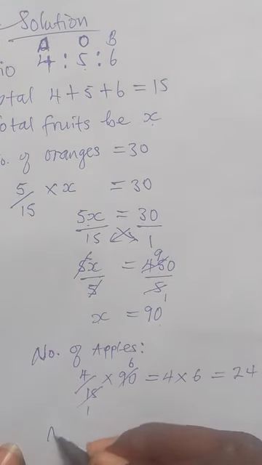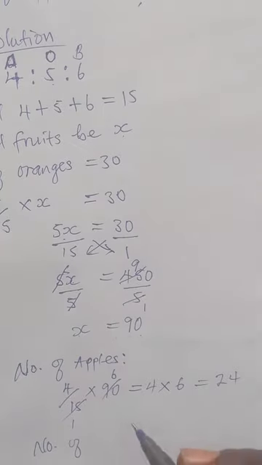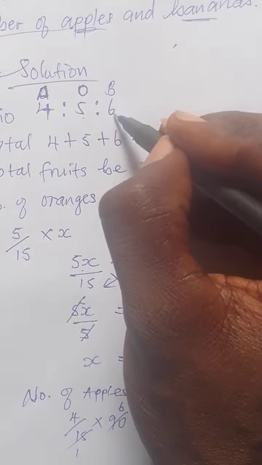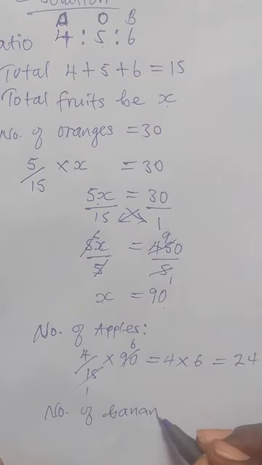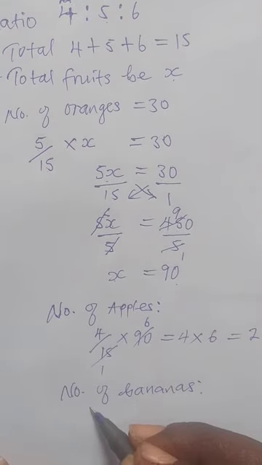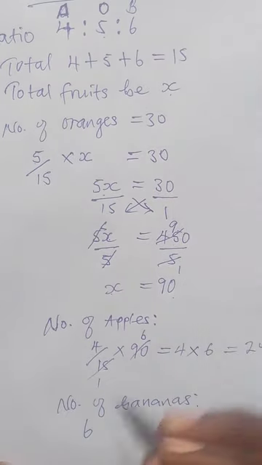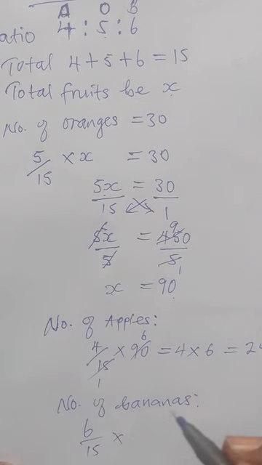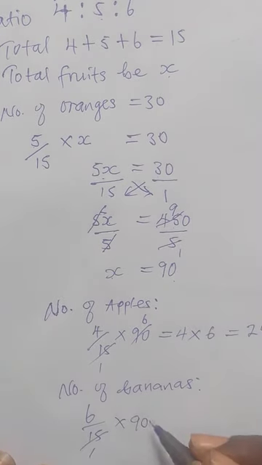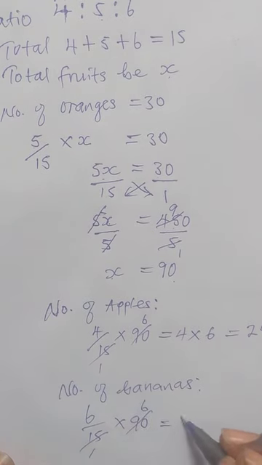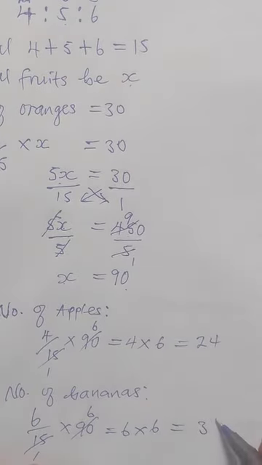Okay? Then number of bananas. Remember, B is representing bananas and the corresponding ratio is 6. So number of bananas, we're using the corresponding ratio 6, and we divide by the total ratio 15, and we are multiplying by the total number of fruits 90. So 15 into itself is 1, and into 90 is 6. So we have 6 multiplied by 6, that gives us 36.